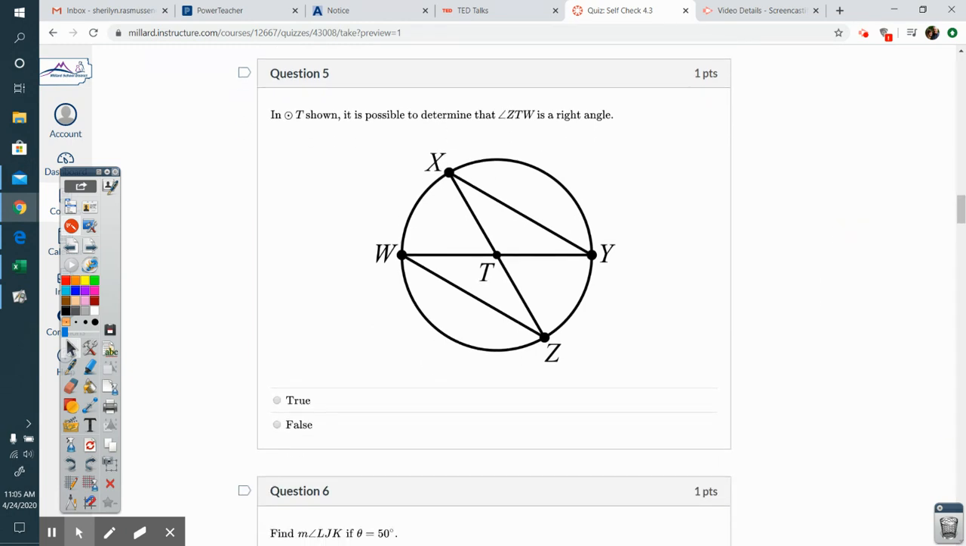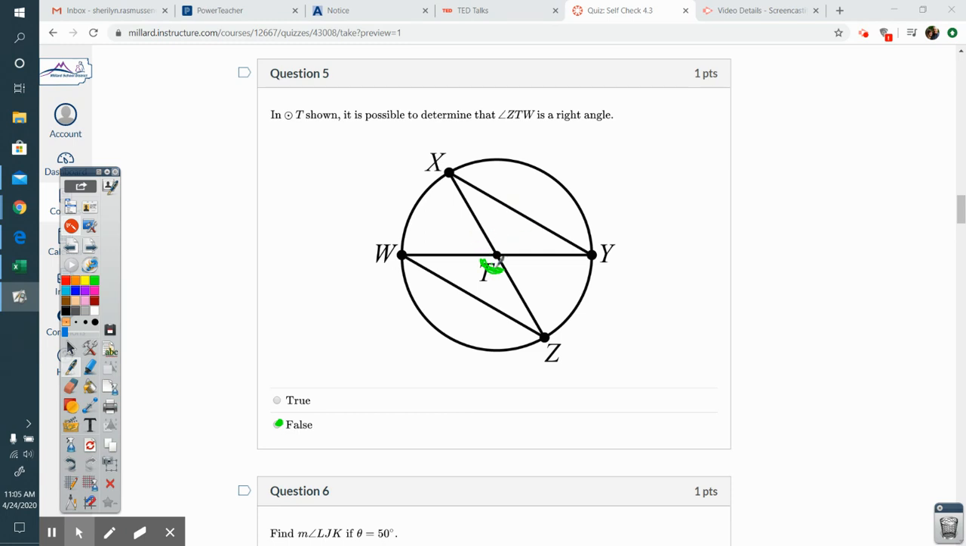Okay, question 5. In circle T, is it possible to determine that angle ZTW, right here, is a right angle? Now look at it and you can see, as far as looks go, it is not possible. I would say false, because it doesn't give us any angles. If it gave us some other angles, we could say if that was a right angle or not, but it does not have to be.